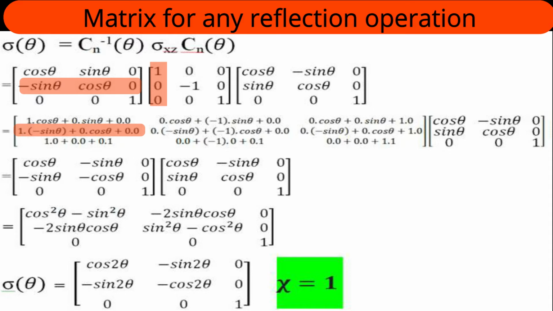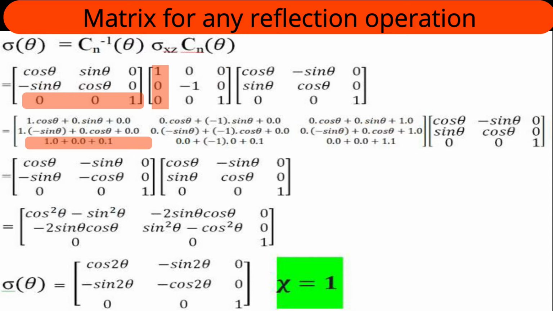How can I generate A22? 0 into minus sin theta plus minus 1 into cos theta plus 0 into 0. Now to generate A23, what will be the addition? 0 into minus sin theta plus 0 into cos theta plus 1 into 0. How can I generate A31? For that, I have to consider the third row of the first matrix and the first column of the second matrix.